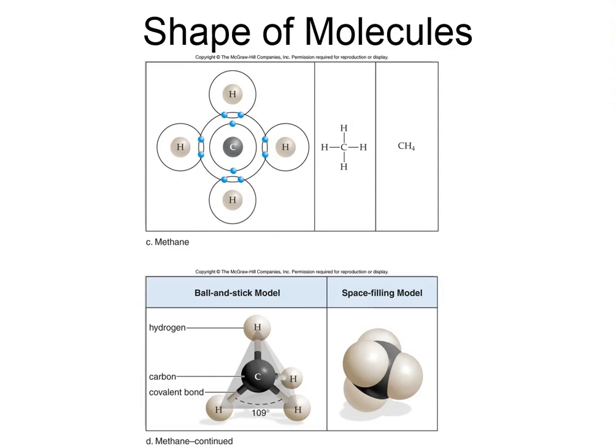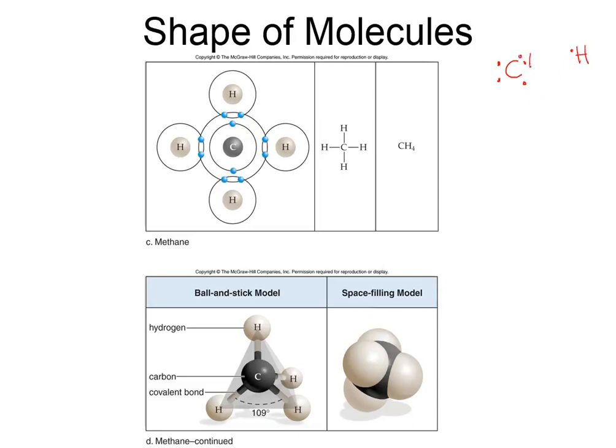So we can show the shape of molecules by using models. Like in this case, we have carbon, which has 4 electrons, and hydrogen, which has a single electron.